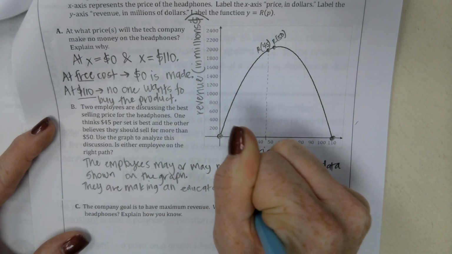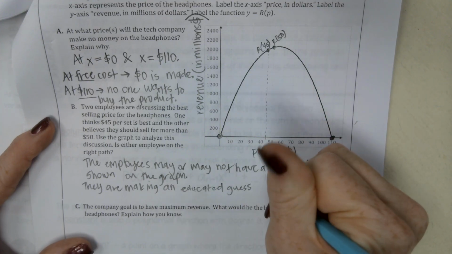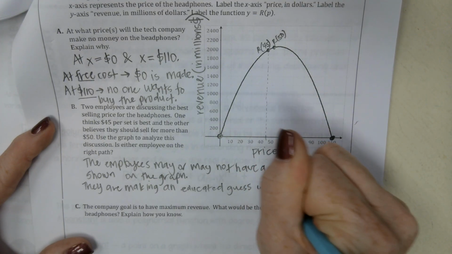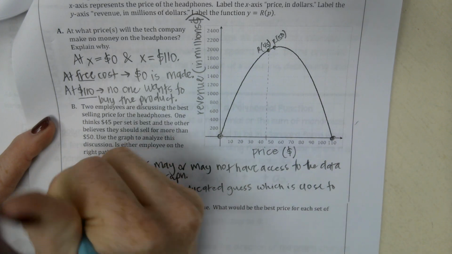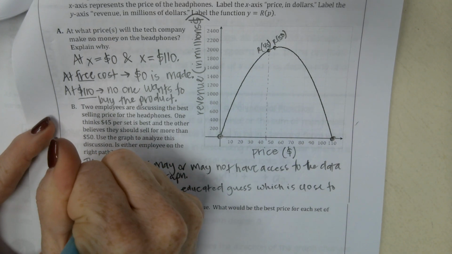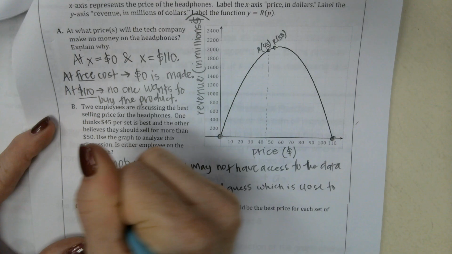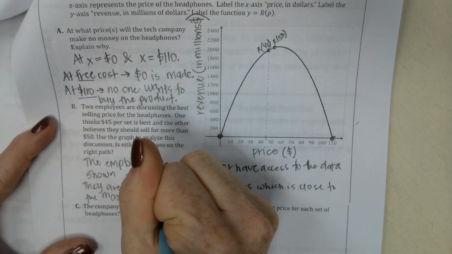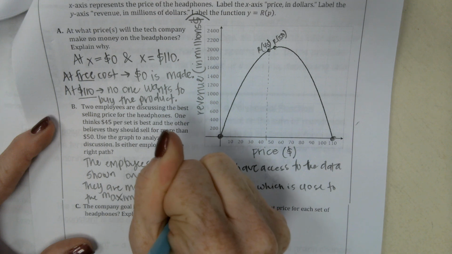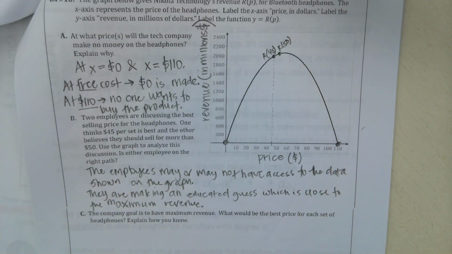They are making an educated guess, which is close to the maximum revenue. Would you say that maybe they're on the right track? Yeah, I think so. They're pretty close to that. Where do you think the graph is showing me the maximum revenue?